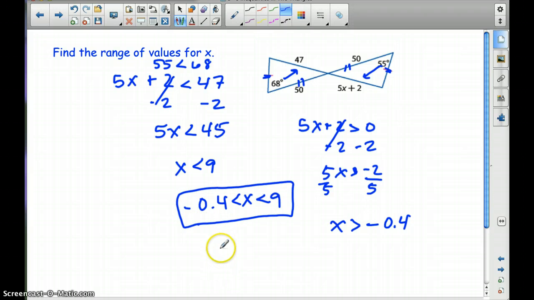Again, rewatch the video as many times as you need to. I want to make sure we have a good basis for this because tomorrow we are going to be using the Hinge theorem in proofs.